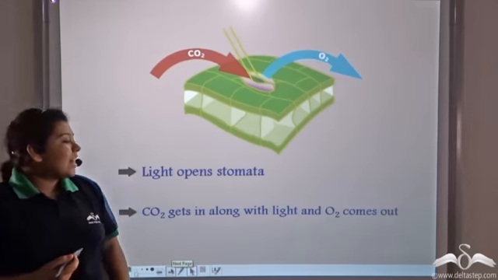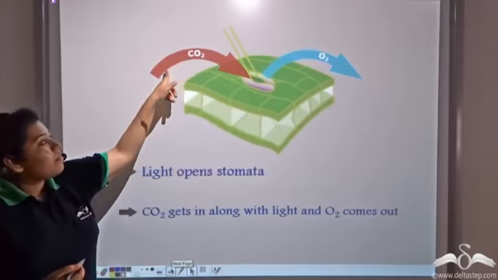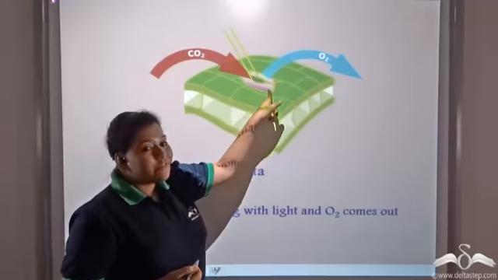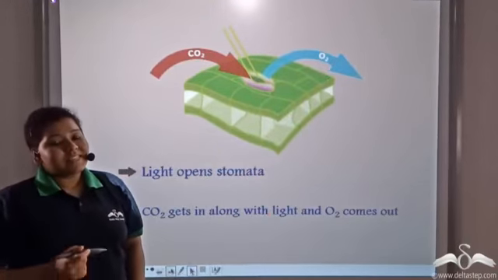So, light opens the stomata, through which carbon dioxide and light enter, and after photosynthesis, oxygen is liberated out through this stomata.